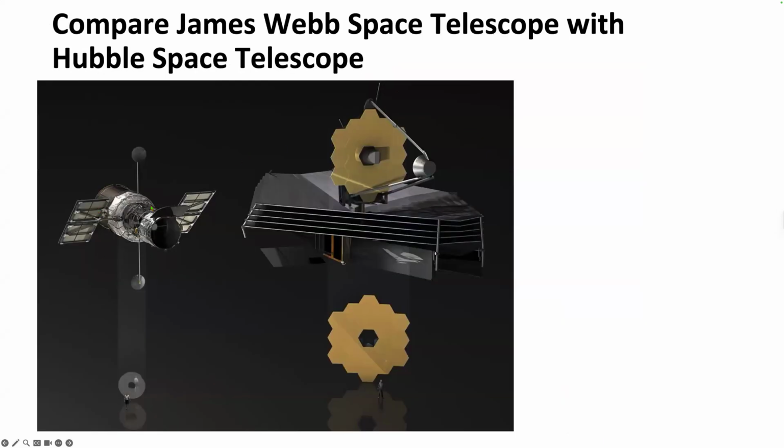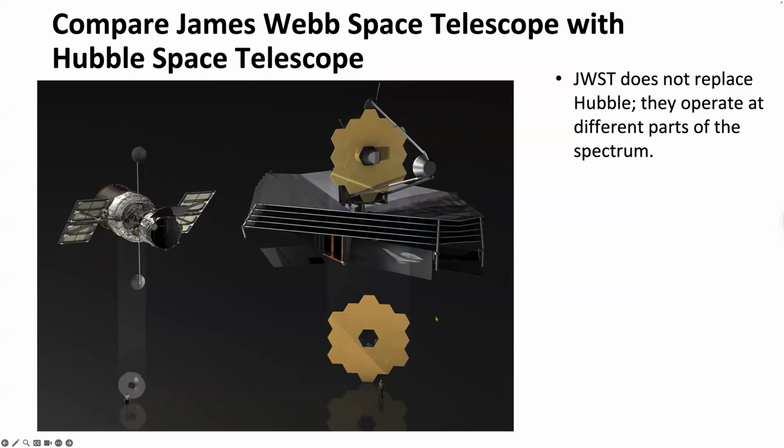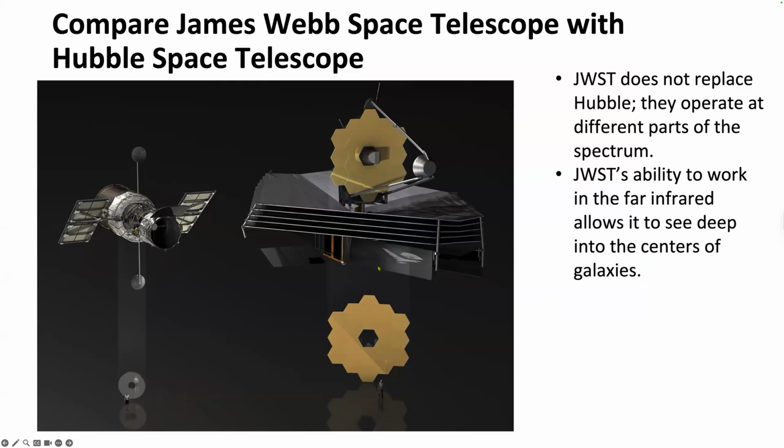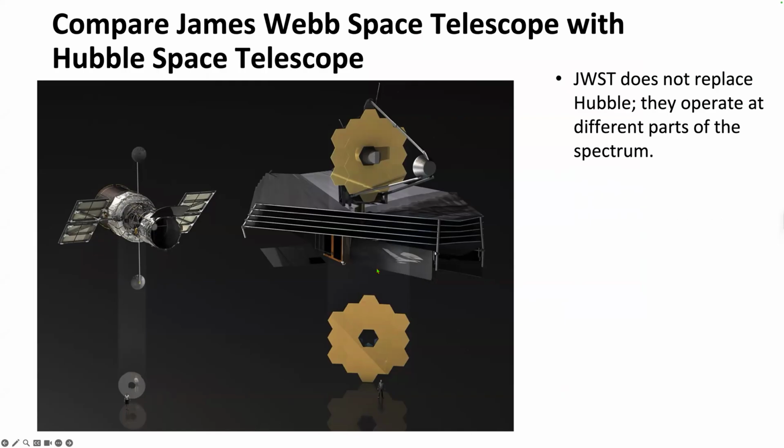So here's a comparison. This is the Hubble Space Telescope. There's its 2.4 meter mirror. There's James Webb, 6.2 meters across the diameter. And let's make sure that we don't get confused by what appears frequently in the press, that the James Webb replaces the Hubble Space Telescope.